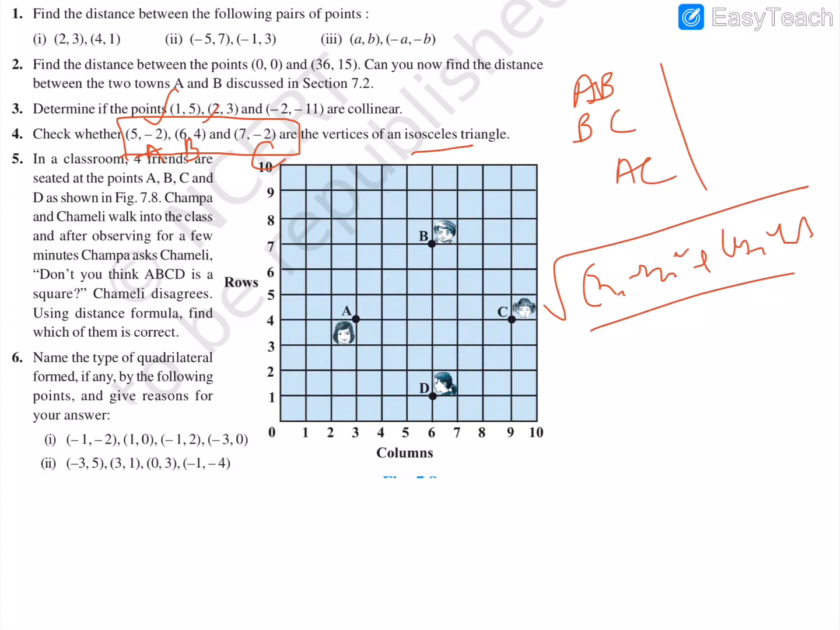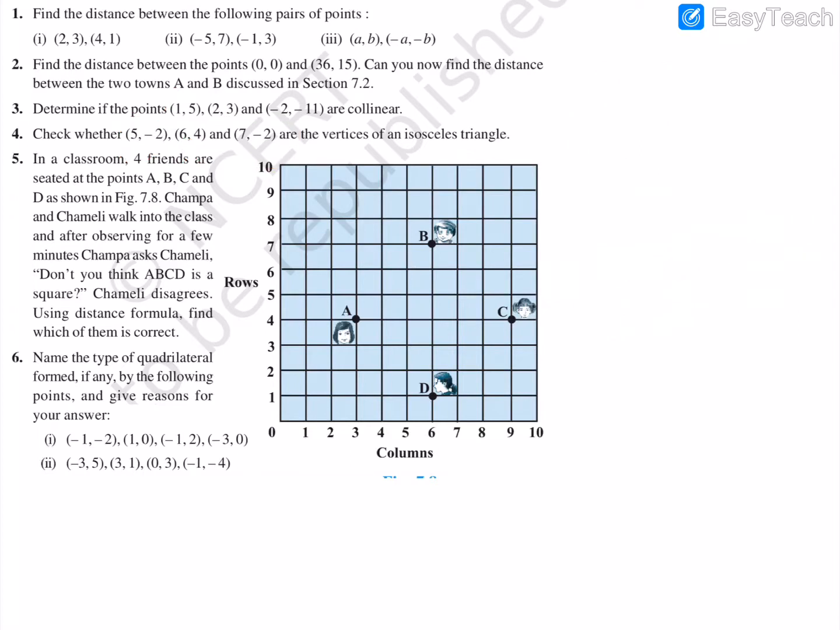Very good. Now coming to the next question. This question appeared in last year's exam, because nowadays in exams we have CCT based questions, meaning creative and critical thinking. Instead of directly giving 2 points and asking for the distance, they will present it to you in the form of a story.